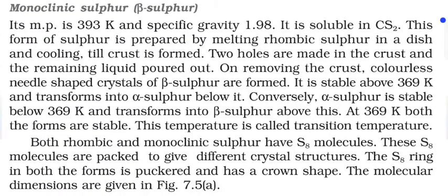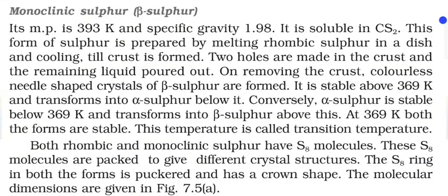Next, monoclinic sulfur. Its melting point is 393 Kelvin and specific gravity is 1.98. It is soluble in CS2. This form of sulfur is prepared by melting rhombic sulfur in a dish and cooling it till a crust is formed. Two holes are made in the crust and the remaining liquid poured out. Removing the crust, colorless and needle-shaped crystals of beta sulfur are formed.